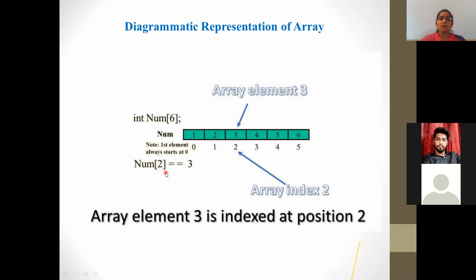Now suppose I want to refer to num[2]. What is the value of num[2]? 3. So how to find it out? num[2] means index 0, 1, 2, and the actual value is the value included in the cell, in the rectangle. So that is 3. Suppose I want to refer to the value of num[4]. What will be the value?